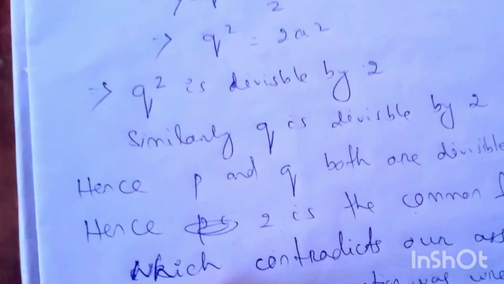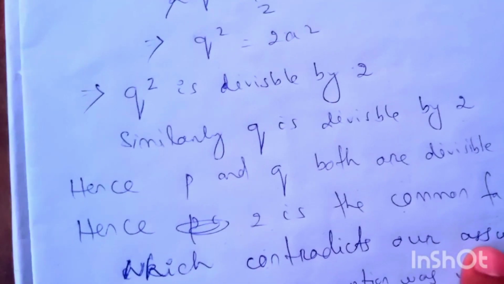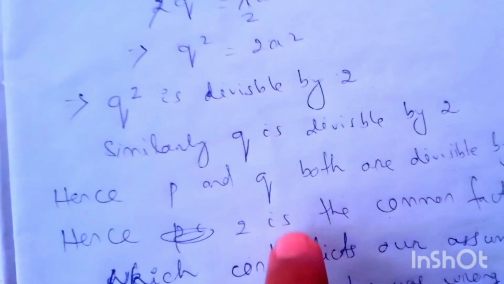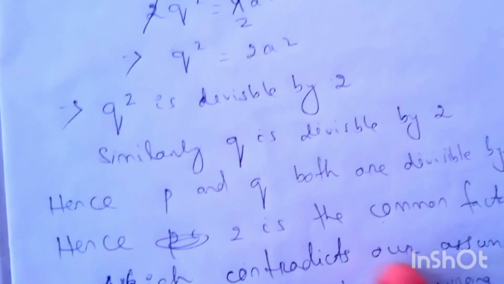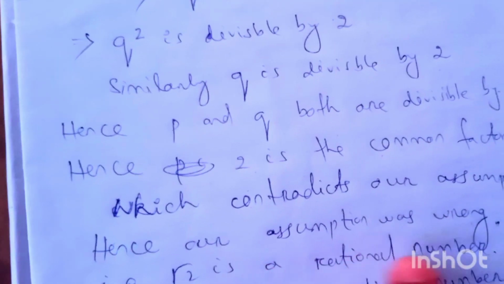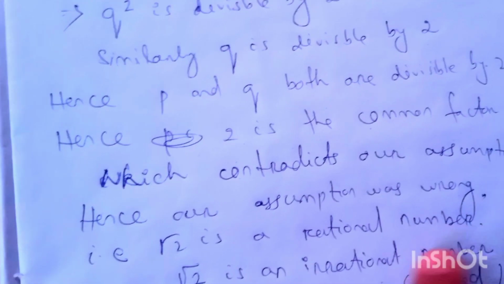So this contradicts our assumption. We assumed that p and q are co-prime, but here we find that they are not co-prime. So our assumption is wrong. That is, root 2 is not a rational number. Hence root 2 is an irrational number. Proved. Good luck.